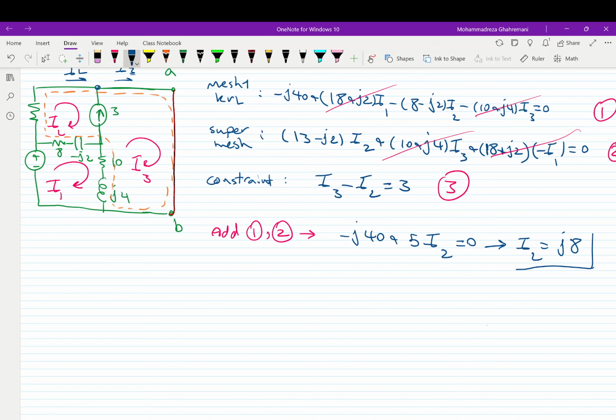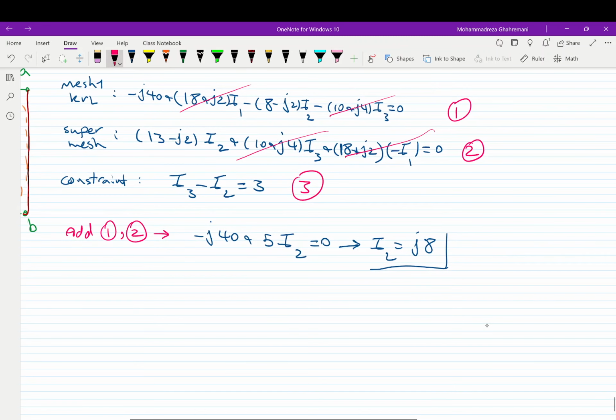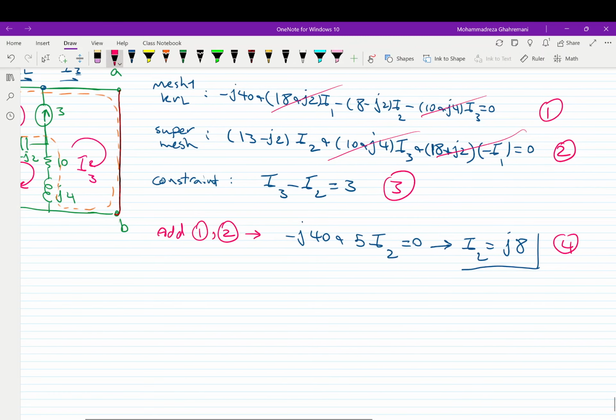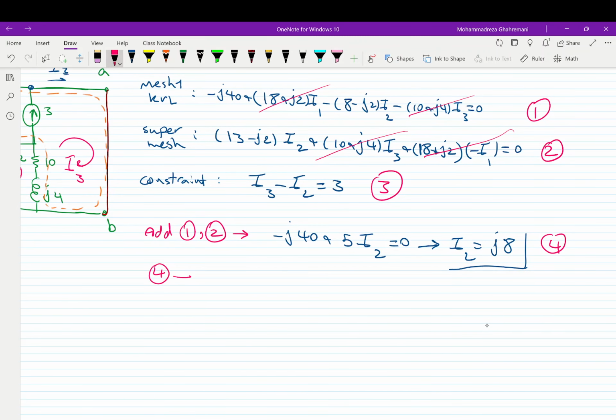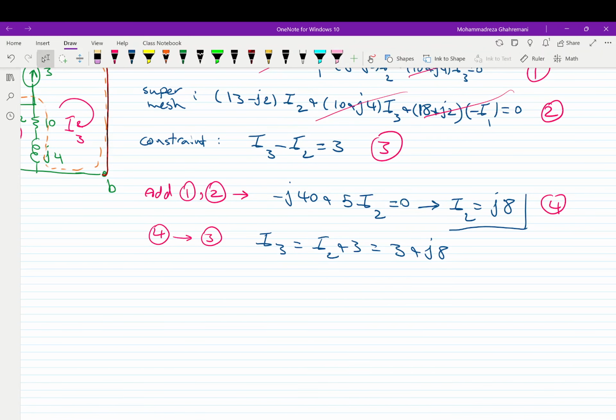Let's just call it number 4. We put number 4 in number 3, and we will have I3 equals I2 plus 3, equals 3 plus J8. Okay, so we got I3.